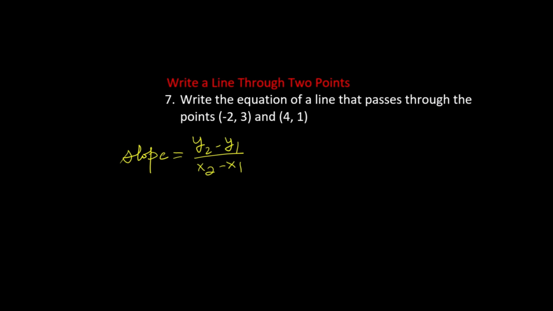Now let's plug in the values. We have 1 minus 3 in the numerator and 4 minus -2 in the denominator. 4 minus -2 becomes 4 plus 2. Now 1 minus 3 is -2 and 4 plus 2 is 6. So we have -2 over 6. Now we simplify both numbers by dividing by 2. That gives us a slope of -1/3.